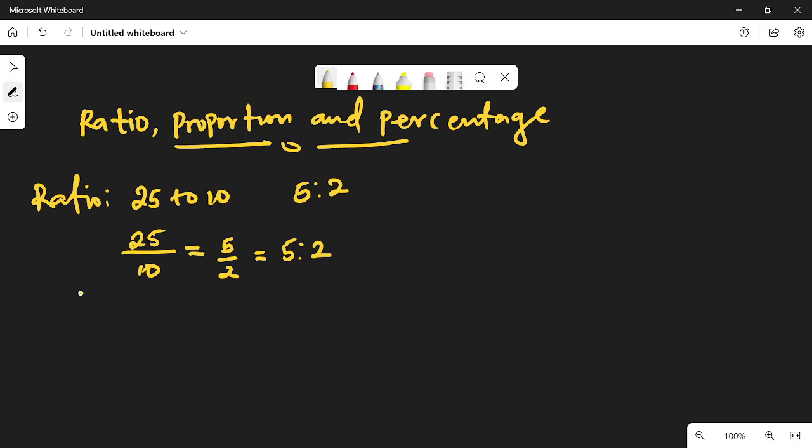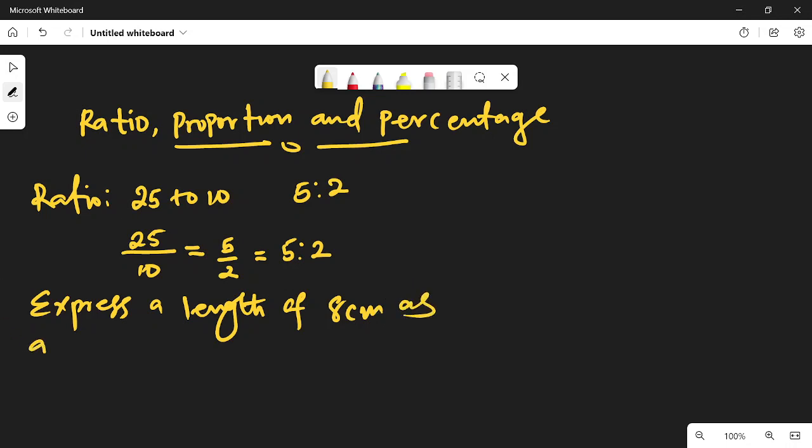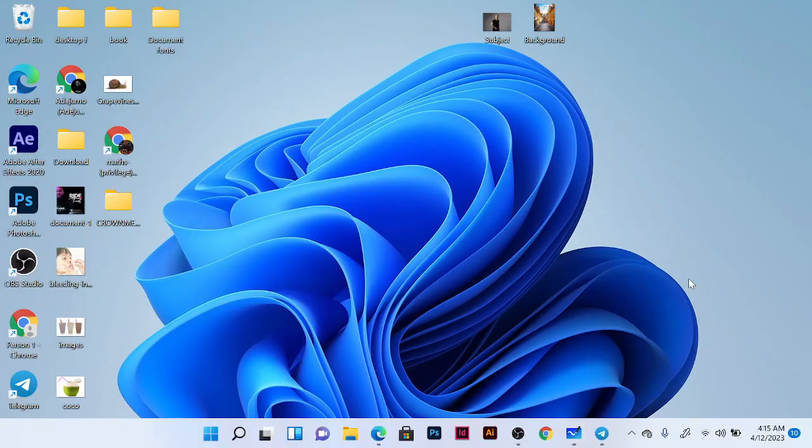So let's take a look at this example. Express a length of 8 centimeter as a ratio of 3 meter. So look at this question now. We are asked to express a length of 8 centimeter as a ratio of 3 meter.